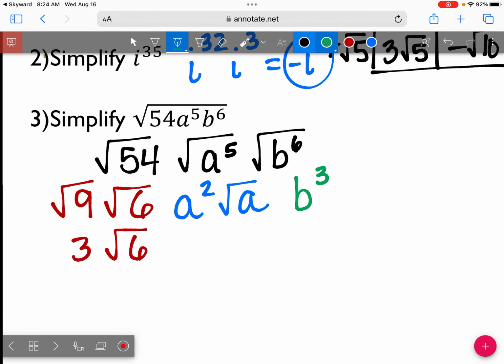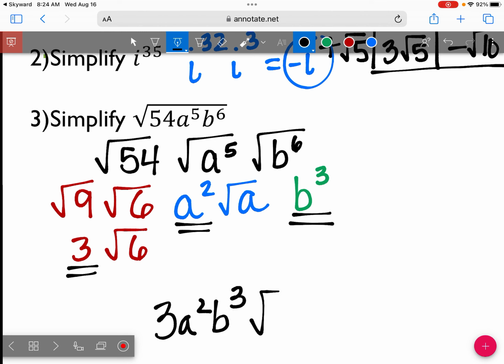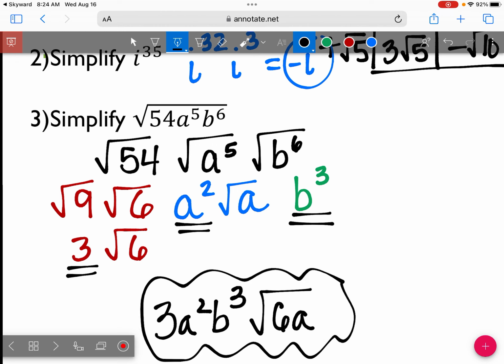Everything that's not underneath a radical is going to go in the front. So that would be 3a squared b cubed. And then my 6 and the a have to stay. It should be in that order, but I would not mark off if it was not. If you put 3b cubed a squared, then that's fine too.